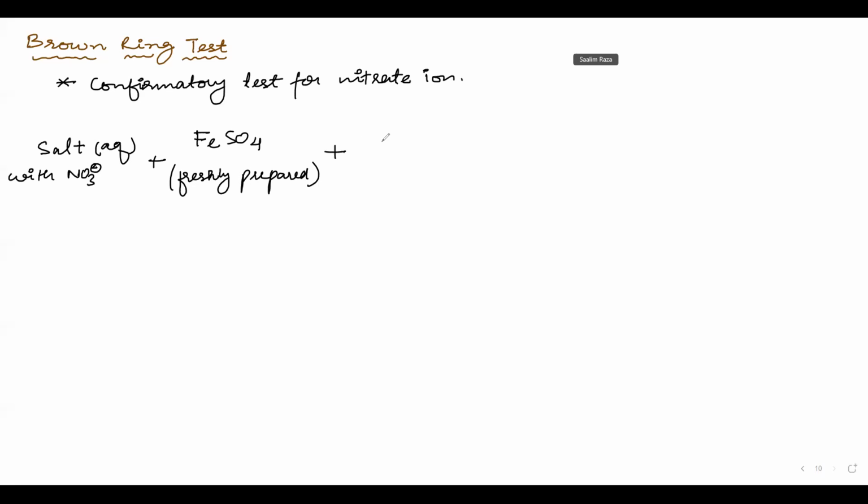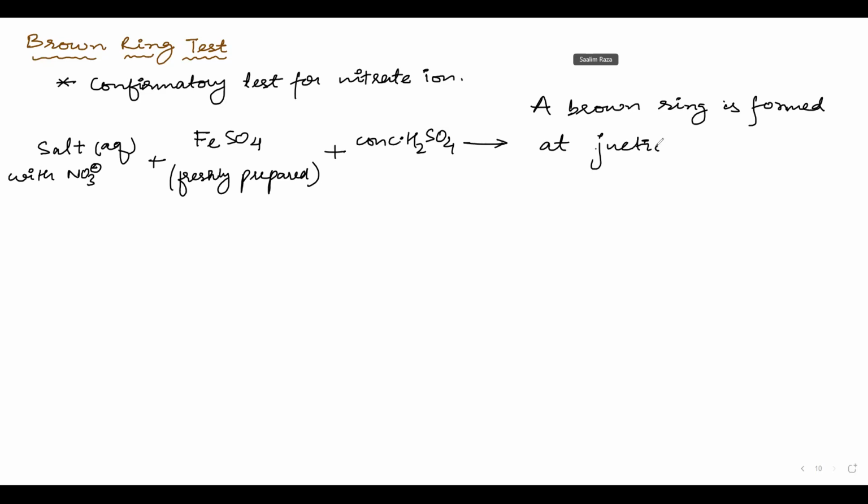Plus, you will have concentrated H2SO4. If you react all of this, then you will get a brown ring. It's formed at the junction of two layers. Okay, at the junction of two layers.